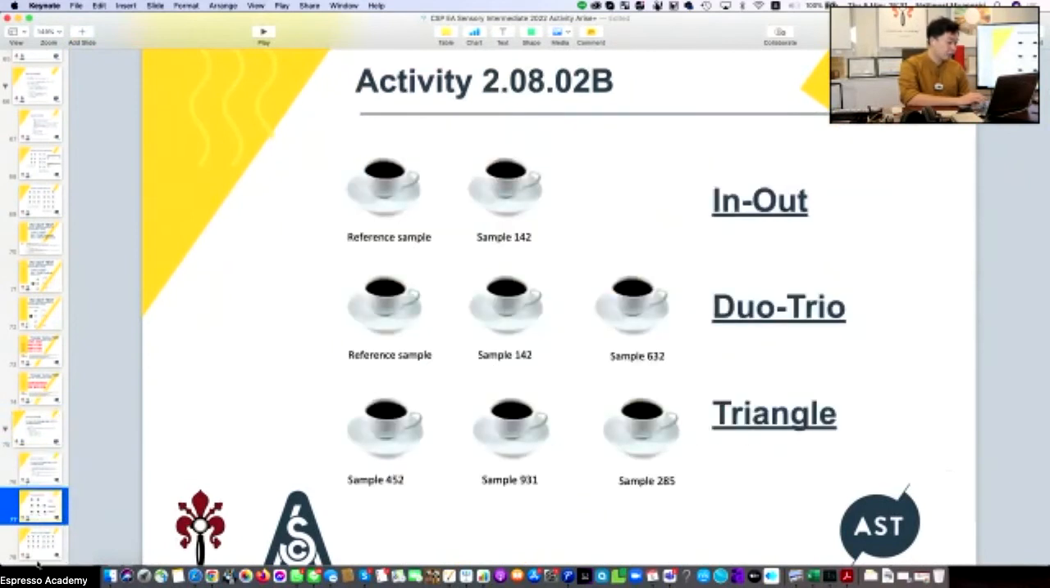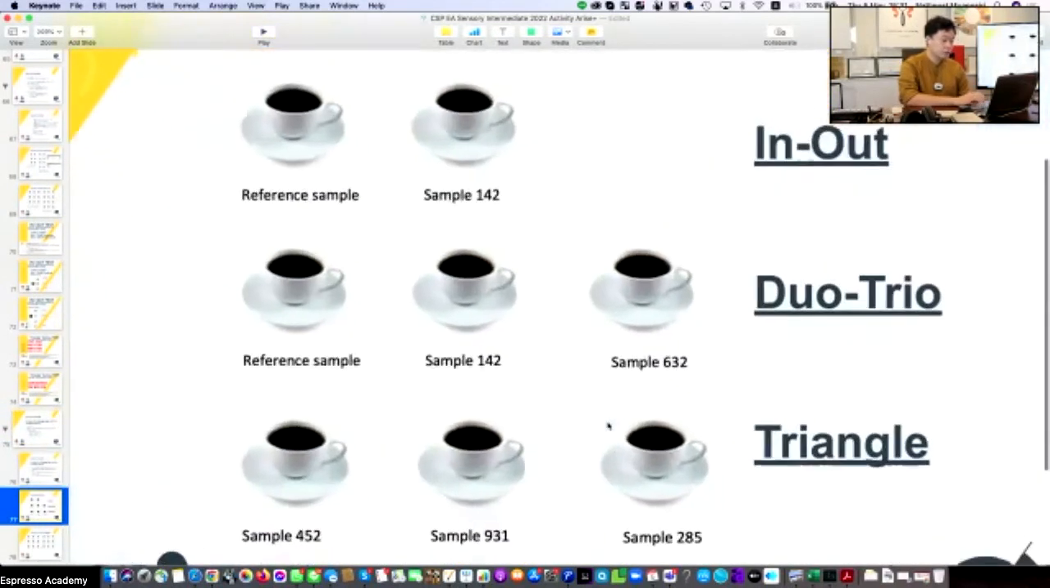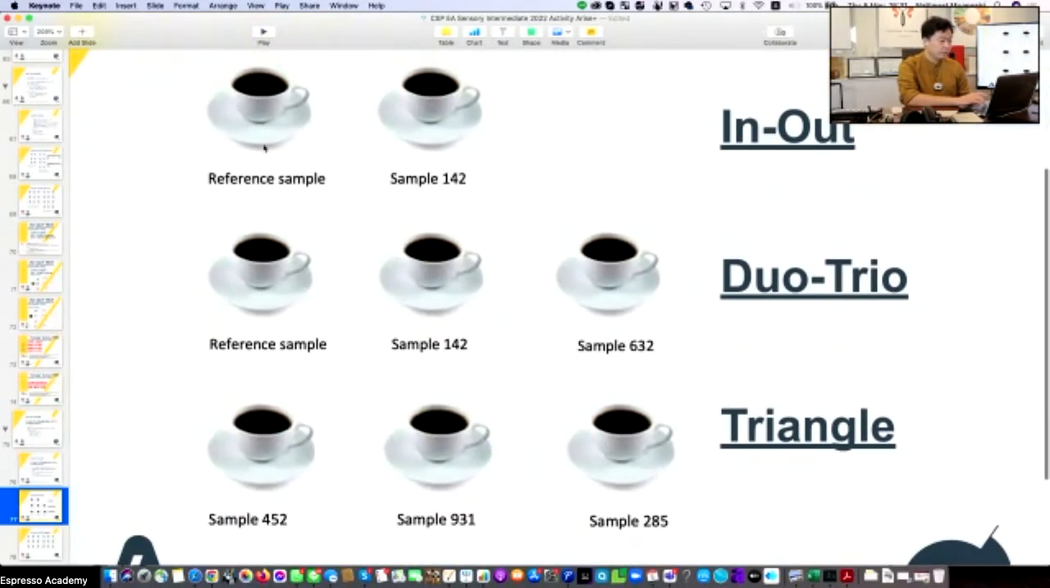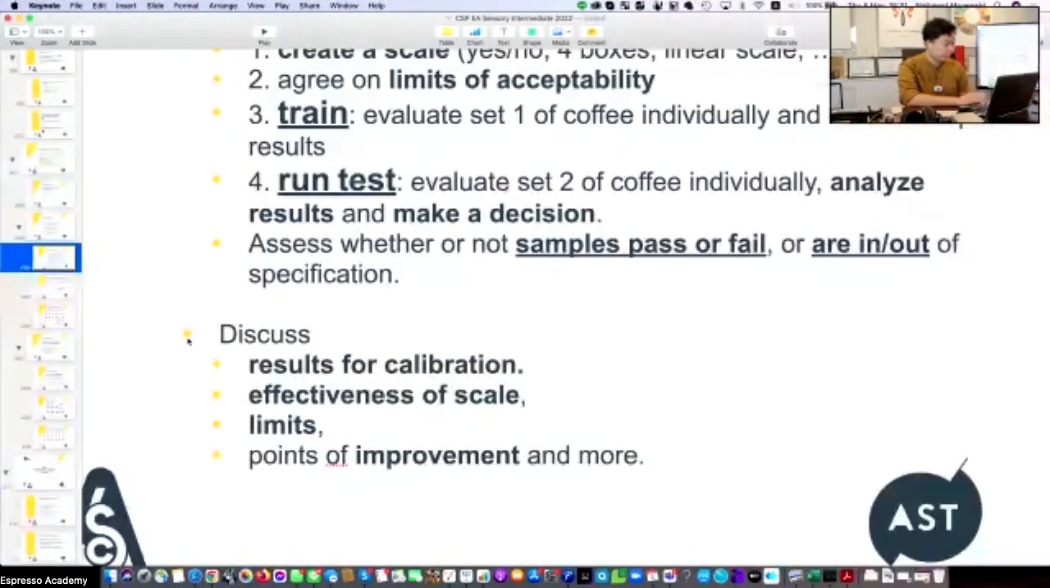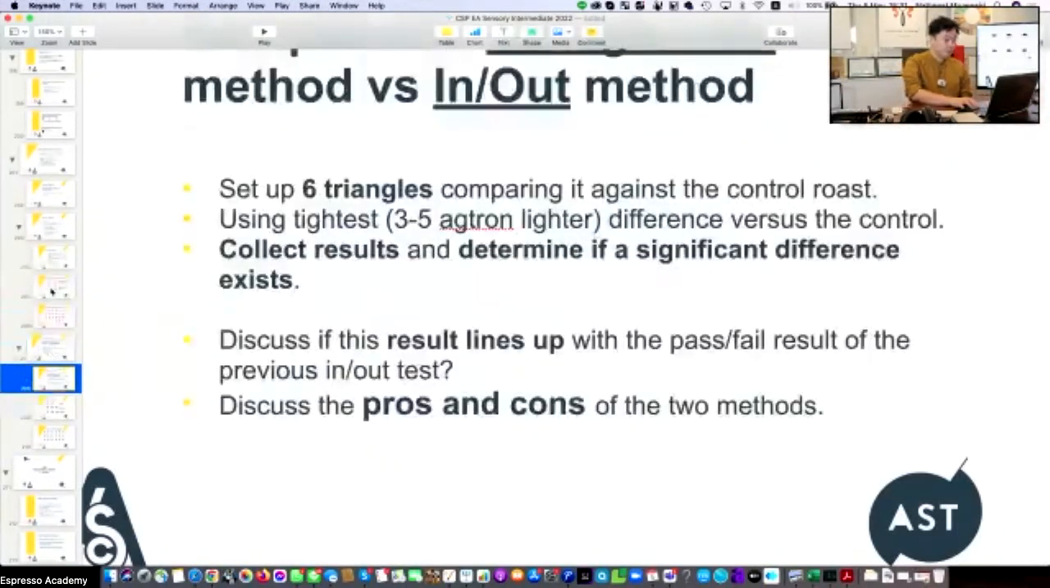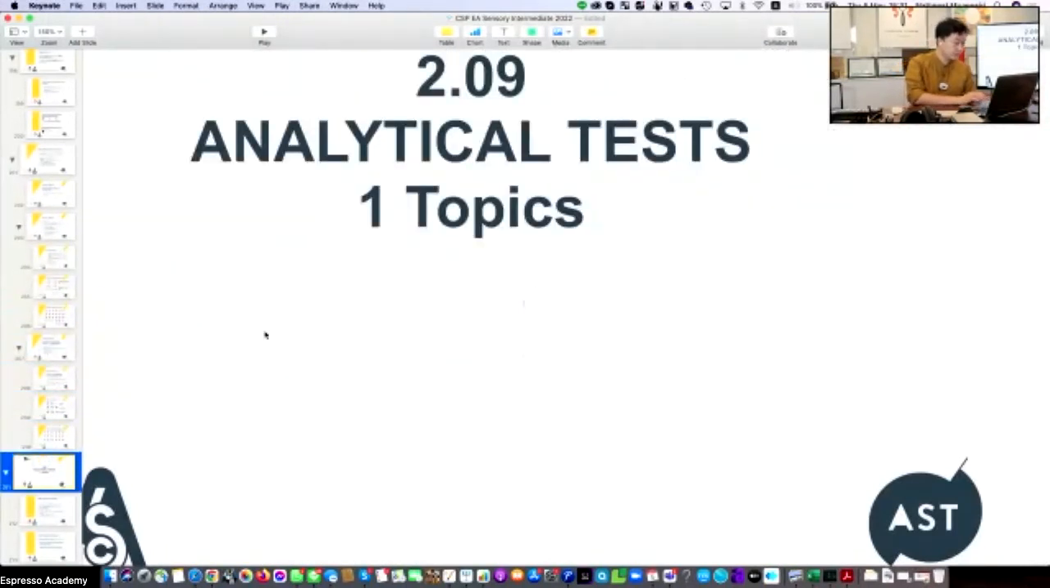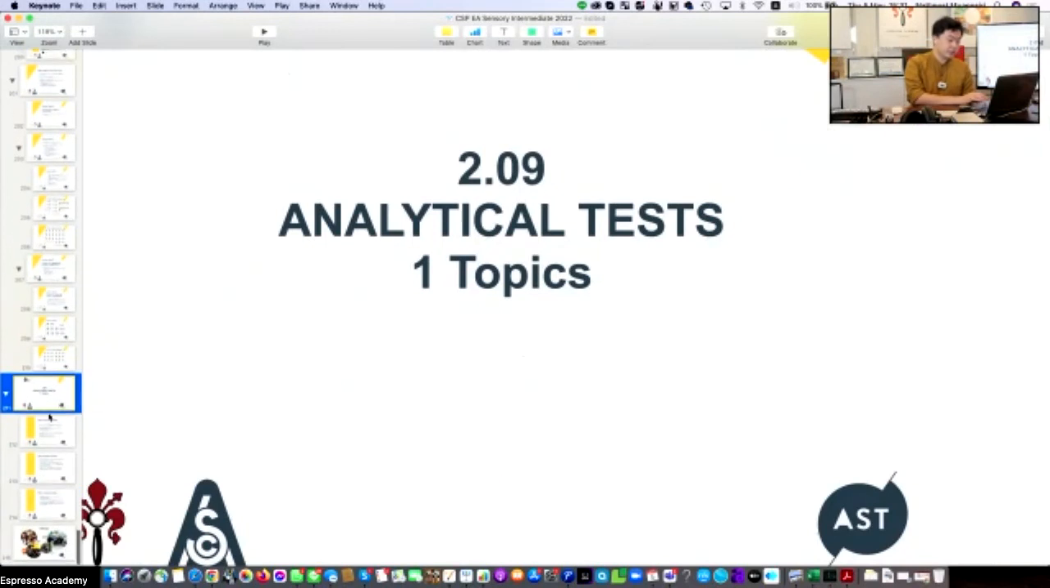And then test this pro and con. Okay, this is how it looks. In or out, duo, trio, and triangulations. It's just how we practice, and that's the practical part next week. And then the last thing, just 3 slides.